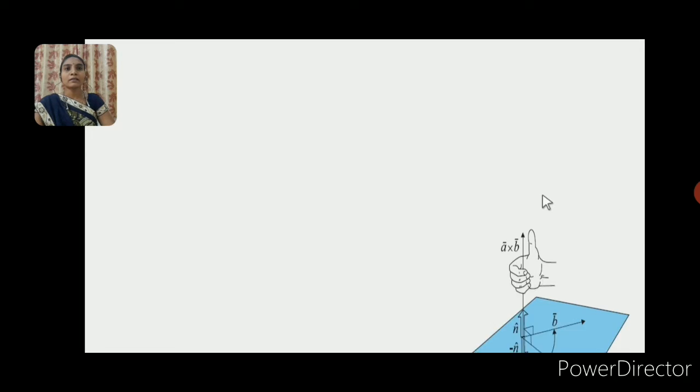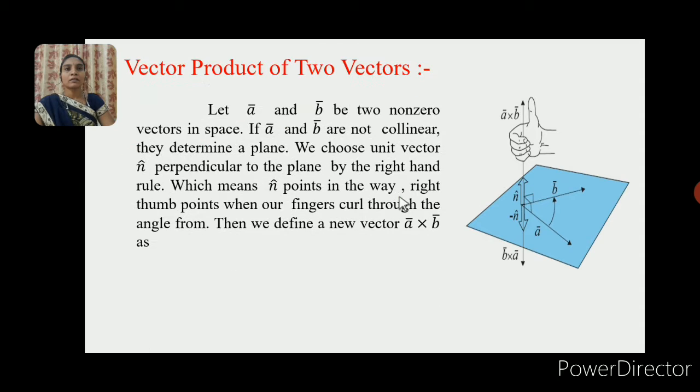Hello students, in the previous video we have seen examples on exercise 5.3. Today we are going to the next part, vector product of two vectors.